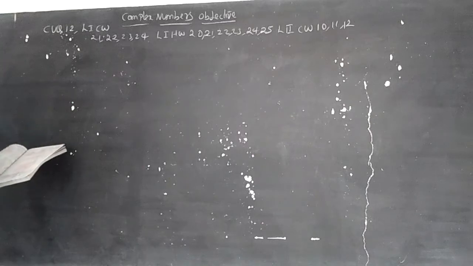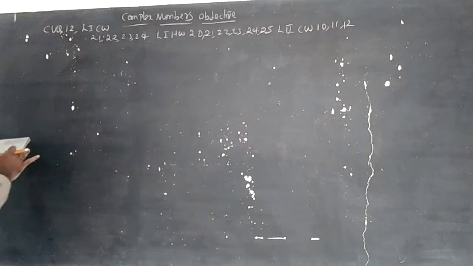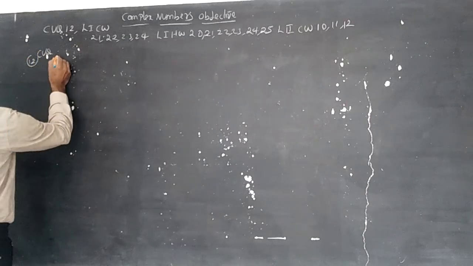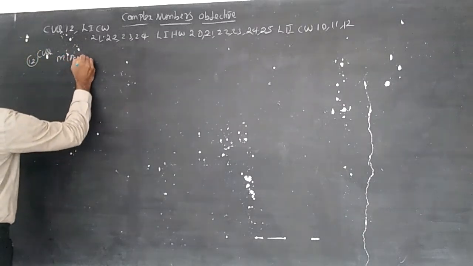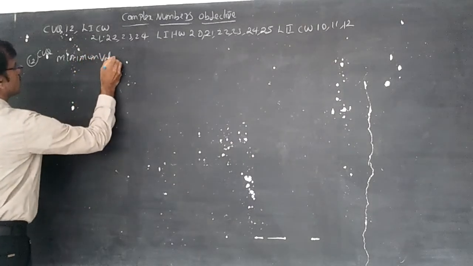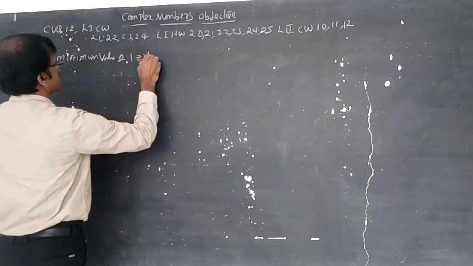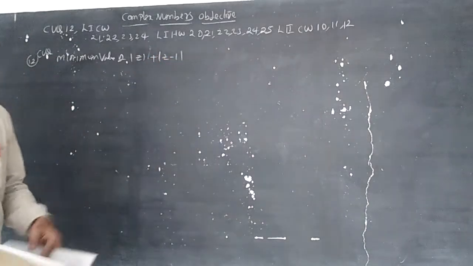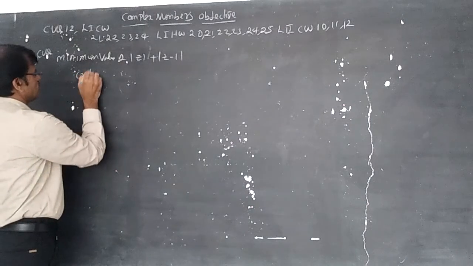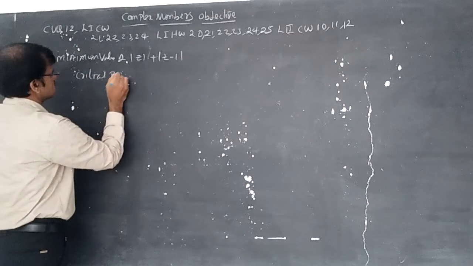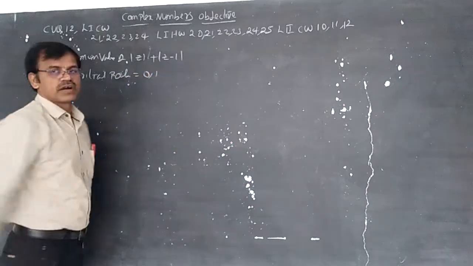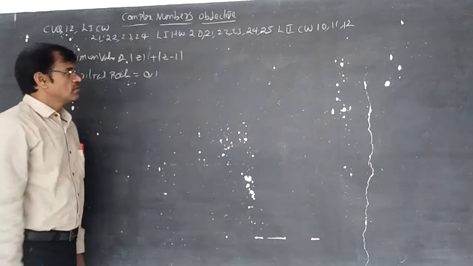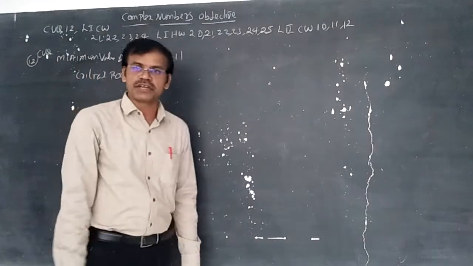CUQ means theory bits. Theory bits 12: minimum value of modulus of z plus modulus of z minus 1. You need to calculate the critical points. Critical points are 0, 1. If you put each equal to 0 separately, you can get the values. Whatever values you get are said to be critical points.